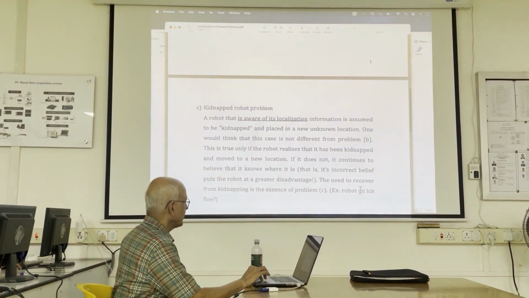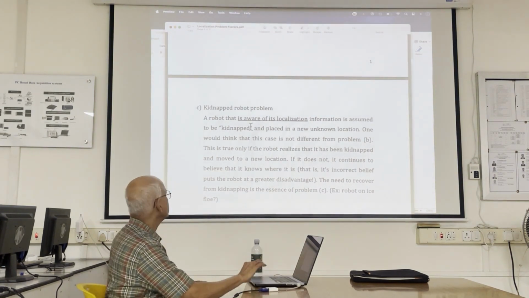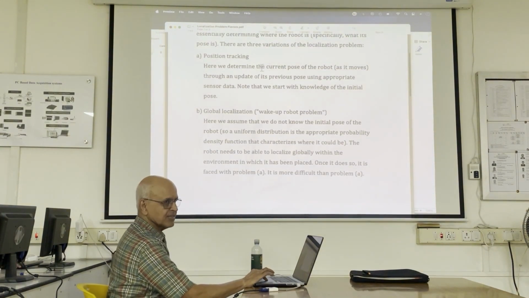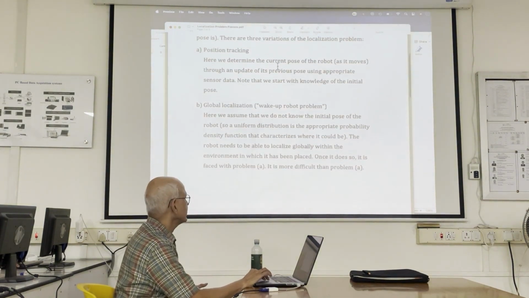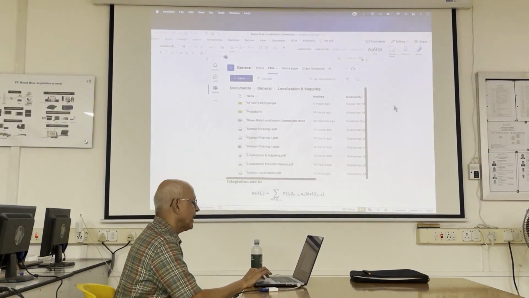So robot and ice floe. So the most difficult problem. In the textbooks you'll find how they solve this and this. And of course there are many solutions. Position tracking is the easiest. Kalman filtering is the leading method. Alright, now we move to Kalman filtering 1.